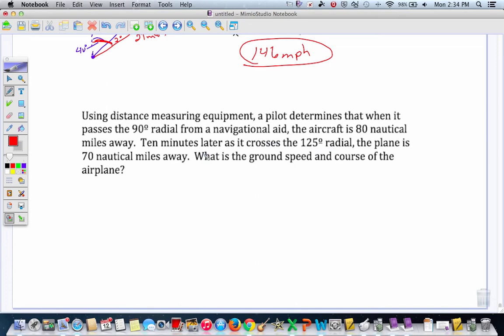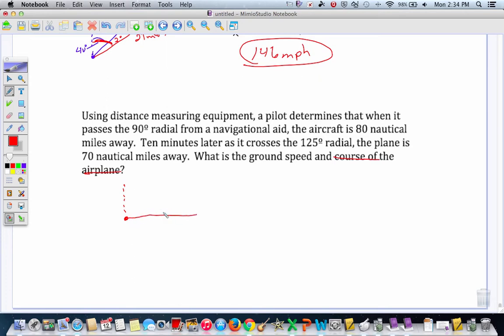And using our distance measuring equipment, a pilot determines when it passes a 90-degree radial from a navigational aid, the aircraft is 80 nautical miles away. 10 minutes later, as it crosses the 125-degree radial, the plane is 70 nautical miles away. What is the ground speed? And I think for now we're going to skip the course, much like we did in the last problem, the direction. We're just going to find that ground speed again.